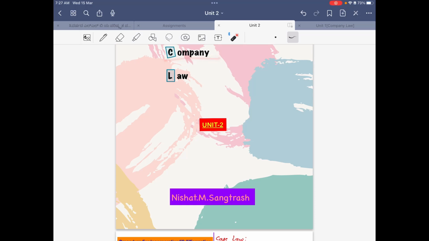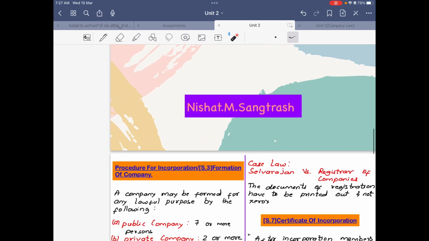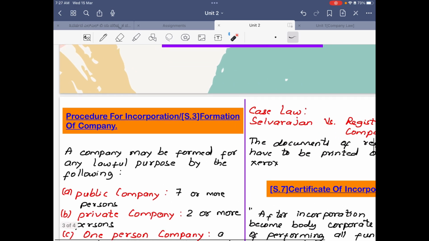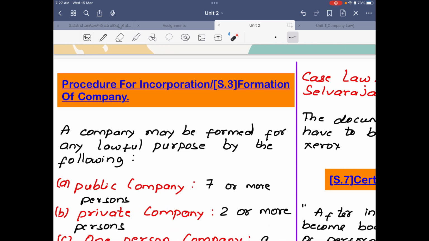Company law, unit 2. So let's start with the first concept of company law, unit 2. Procedure for incorporation, or section 3, formation of the company. It has been asked for 10 marks.